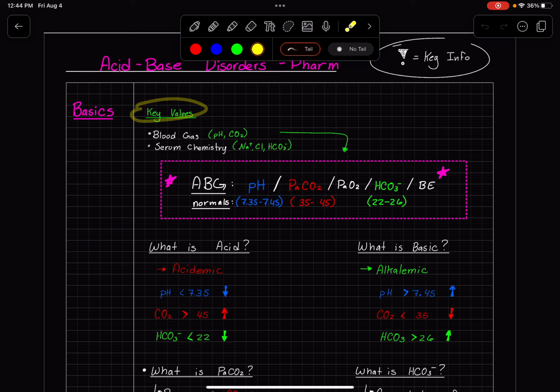Key values are going to be from blood gases, which give us pH and CO2, and then serum chemistries, which can give us sodium, chloride, and bicarbonate. I think blood gases can also give us bicarbonate, but that's what it said on the slide. So arterial blood gas is what ABG stands for. This is going to give us a set of lab values, and they're going to be lined up with pH, carbon dioxide, oxygen, bicarbonate, and BE.